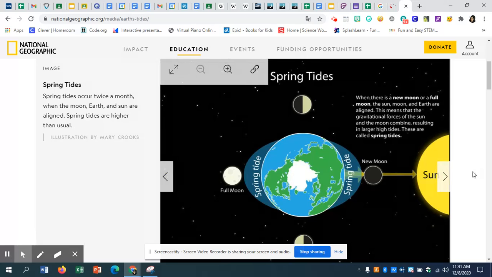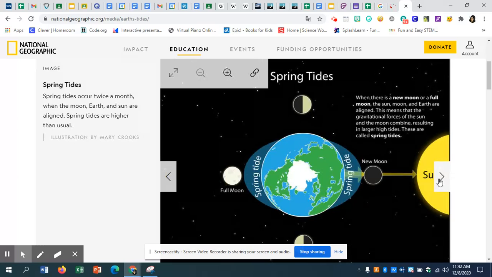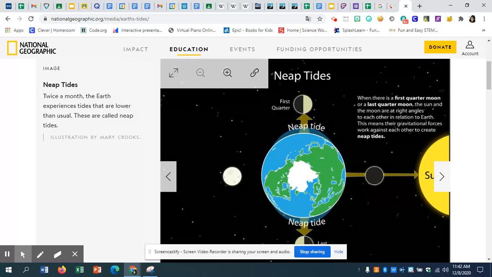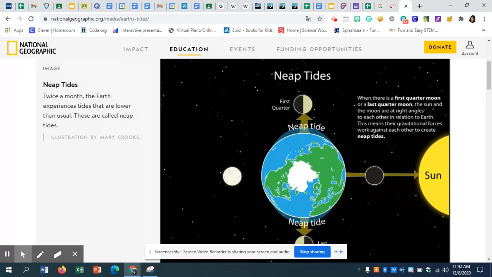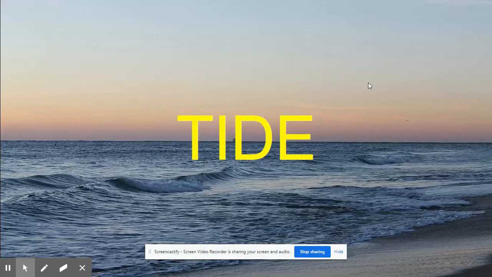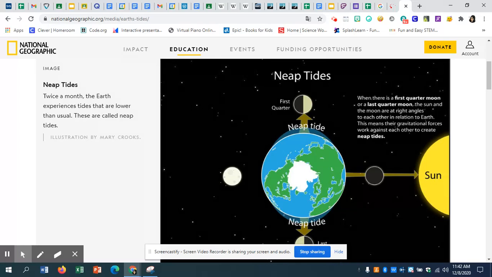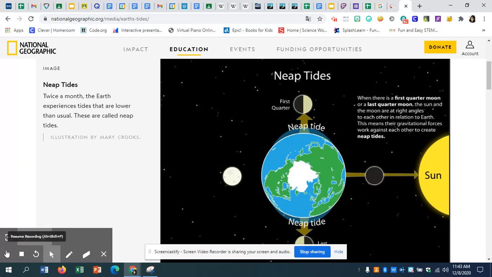Now, when you have the moon in the right here, first or third quarter position, so now the moon, the Earth, and the sun are at right angles. Okay, so first quarter up here or third quarter down there. So you don't have that extreme pulling on Earth's surface, and we have what you call a neap tide.